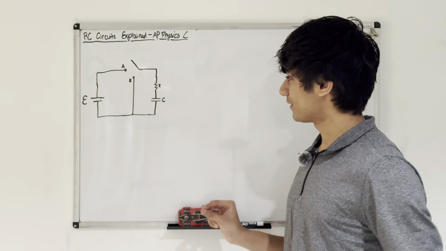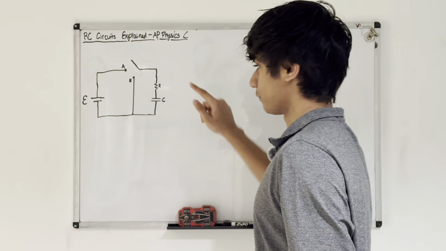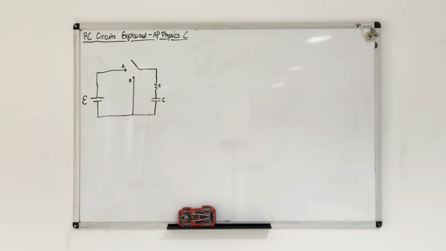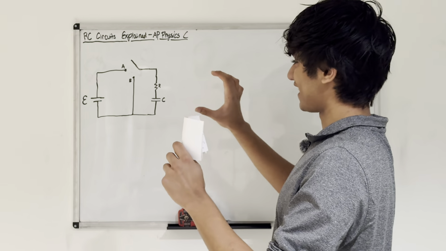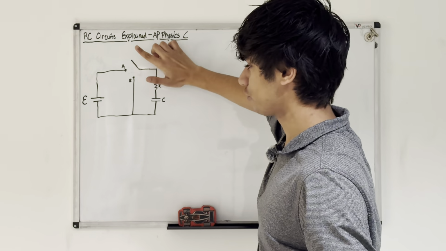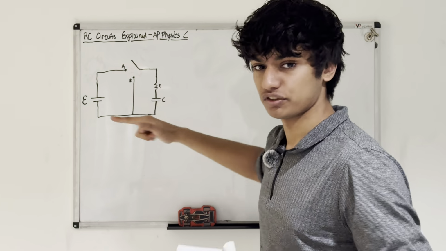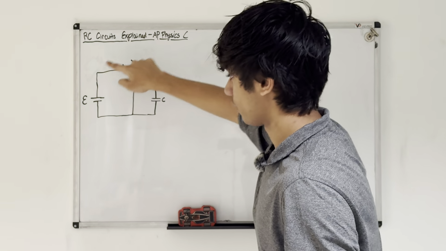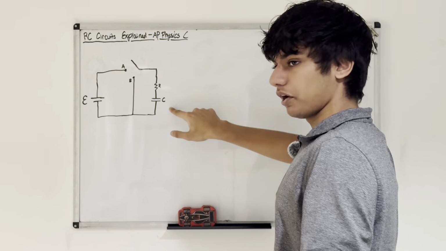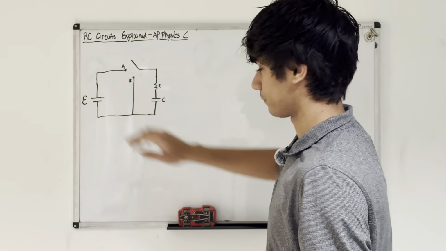Alright, so RC circuits, right? An RC circuit is a circuit with a resistor and a capacitor, and there are two main states for this circuit. The first state is charging. When the switch is at the A position, the circuit is going to be charging because the battery is providing a current and a voltage this way to the capacitor. But at the B state, when it's charged, it's going to discharge because there's no battery anymore.